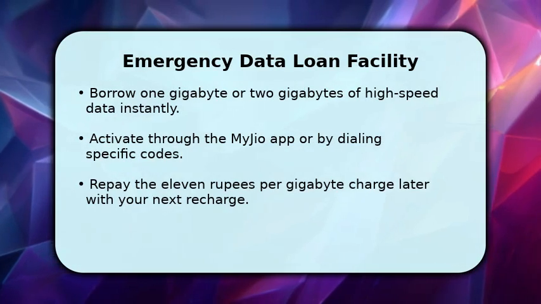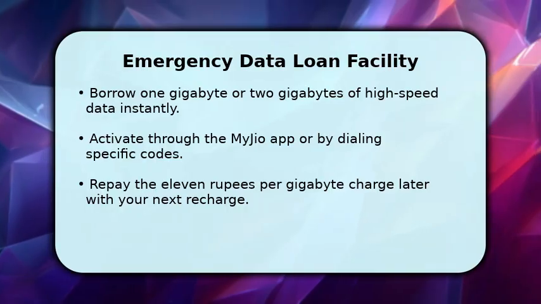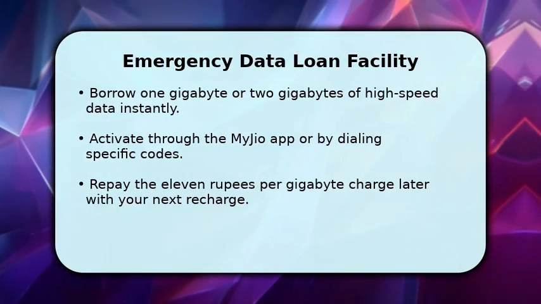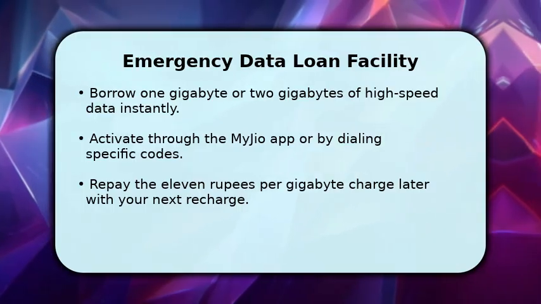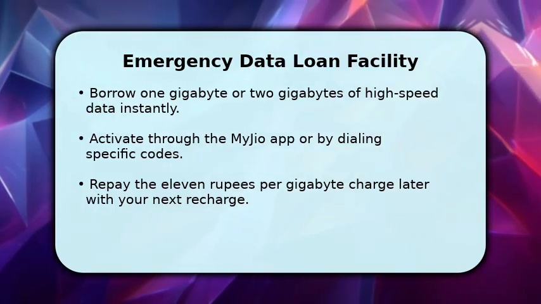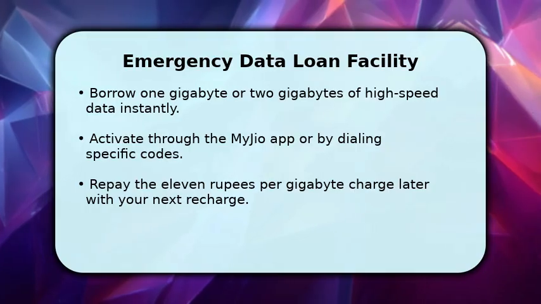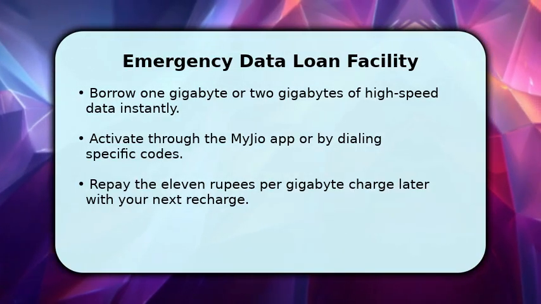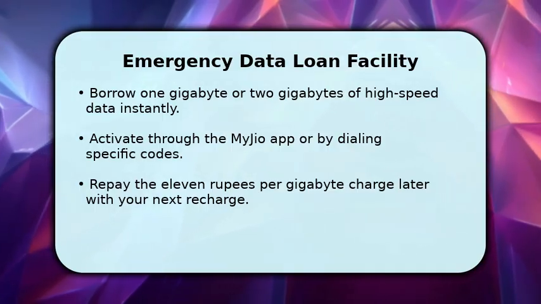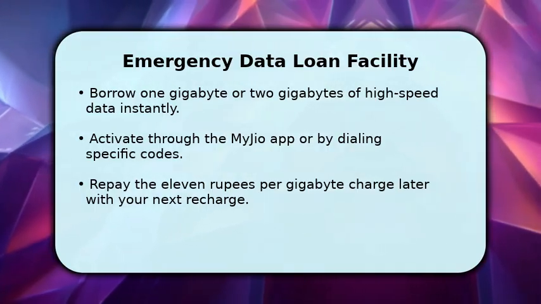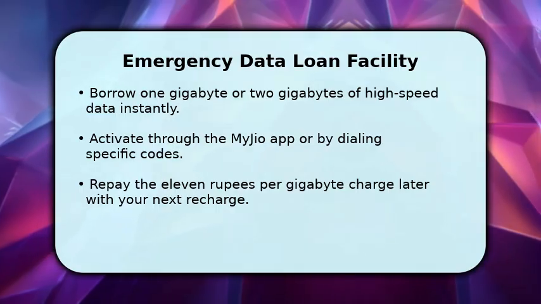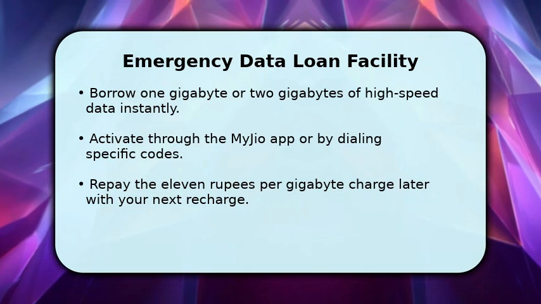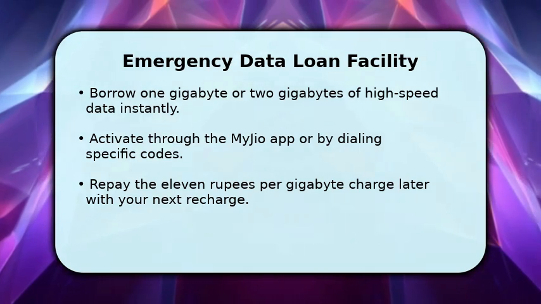Geo offers an emergency data loan facility for prepaid users. If you run out of data, you can instantly borrow 1 gigabyte or 2 gigabytes of high-speed data. This can be activated easily through the MyGeo application by navigating to the emergency data loan section. Alternatively, you can use specific USSD codes like 52141. The borrowed data costs 11 rupees per gigabyte, which you can conveniently repay with your next recharge.